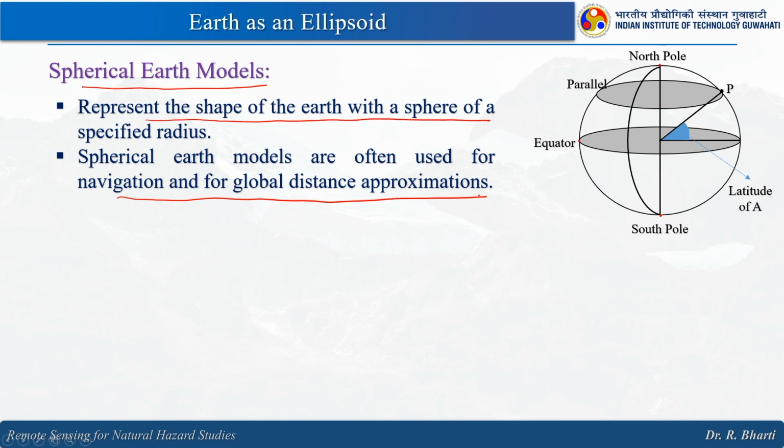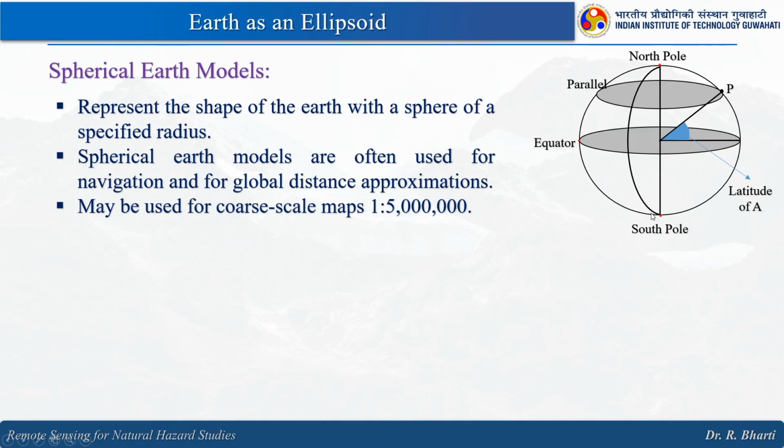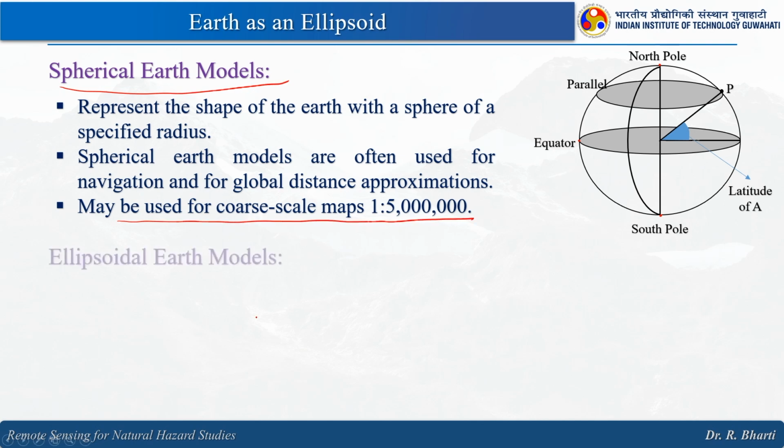When we started working on the Earth models, we started with the spherical Earth model and this was in the very early days. That time it was used for navigation and global distance approximation, whether a country is far from the neighboring country, how far it is, how you are going to navigate through a sea. So, using this spherical model, the job was done. May be used for coarse scale map, right.